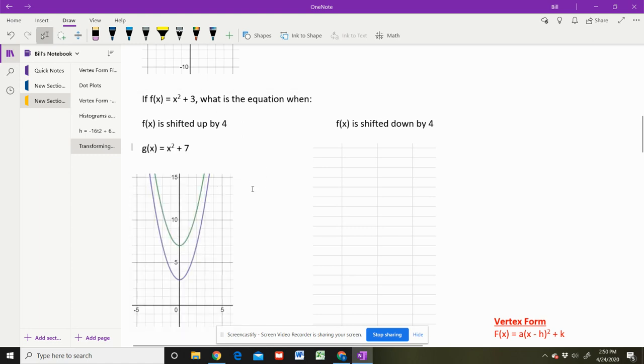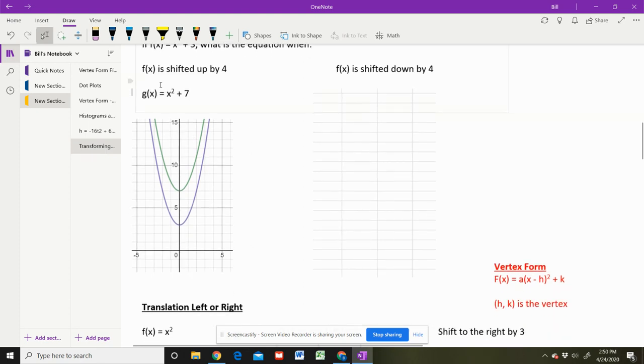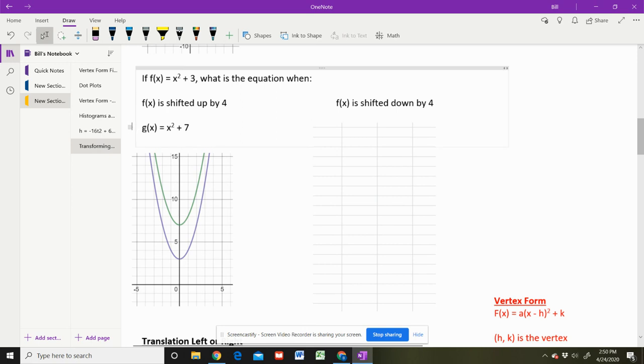All right. So if you said, and I just did a new function notation for it, g of x is equal to x squared plus 7. So on this one, all I did was I added 3 plus 4, I get 7, right? So I started off at 3, I went 1, 2, 3, 4, I'm up on 7. If I want to take f of x, x squared plus 3, and I want to shift it down by 4, what do you think I'll get?